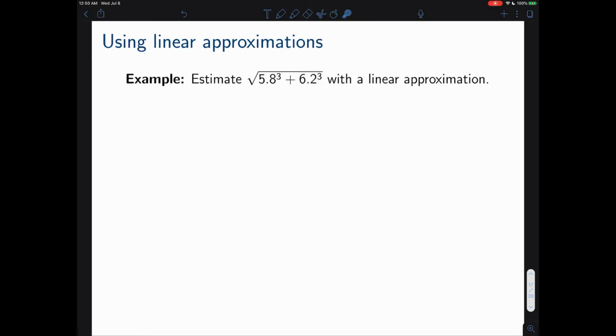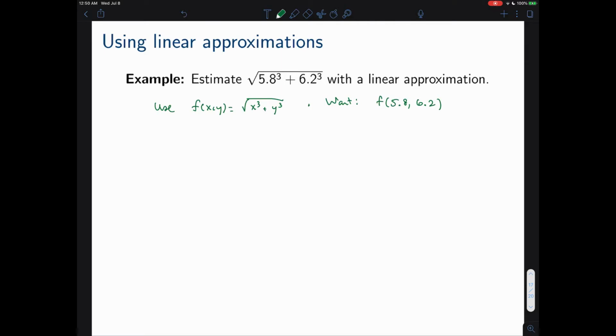Let's try doing another estimate. It's similar to our previous example, but it's not quite the same. It's the square root of 5.8 cubed plus 6.2 cubed. The previous example didn't have a cube there. So let's use f of x, y is the square root of x cubed plus y cubed. What we want is f of 5.8, 6.2, so plugging in 5.8 for x and 6.2 for y. That's what we actually want.